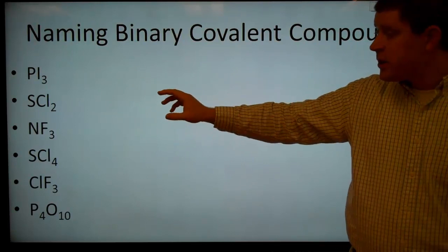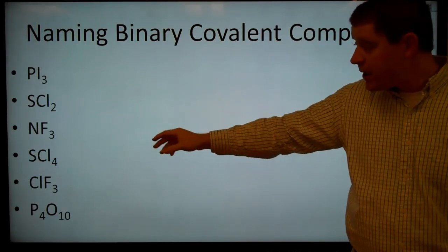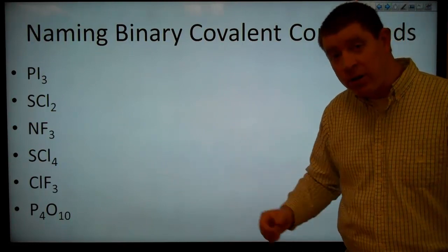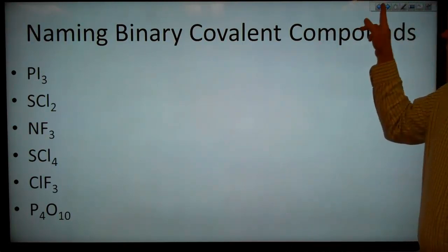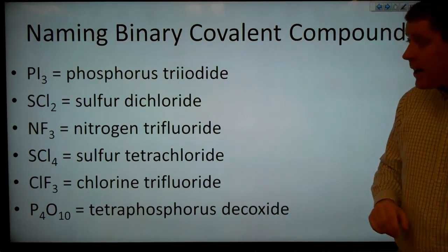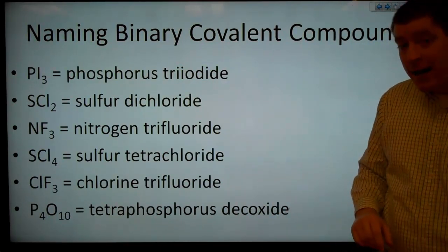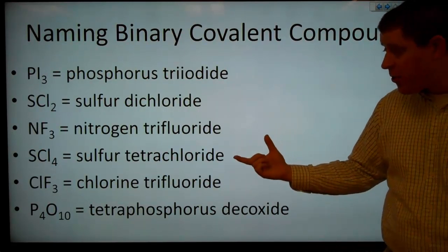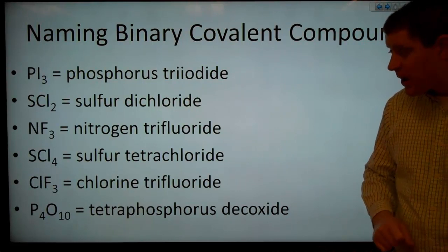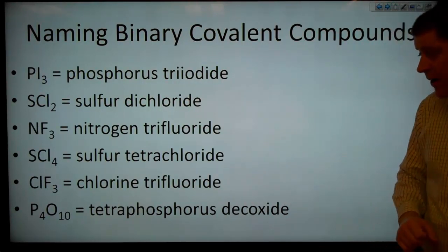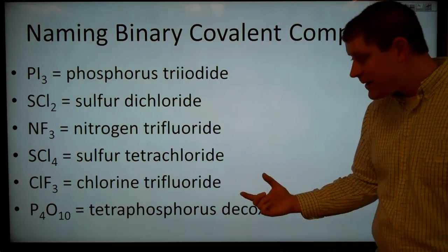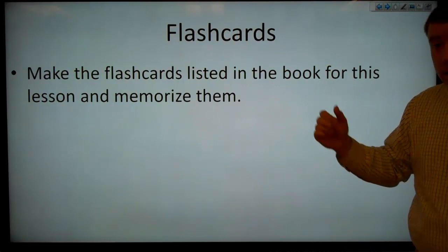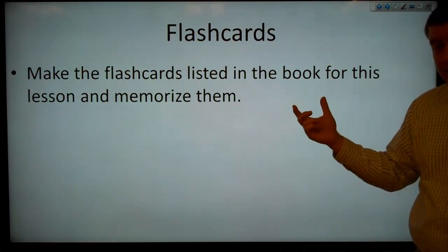PI3, SCl2, NF3, SCl4, ClF3, P4O10. I'm going to pause the video now and name each of these. PI3 is phosphorus triiodide, SCl2 is sulfur dichloride, NF3 is nitrogen trifluoride, SCl4 is sulfur tetrachloride, ClF3 is chlorine trifluoride, P4O10 is tetraphosphorus decoxide.